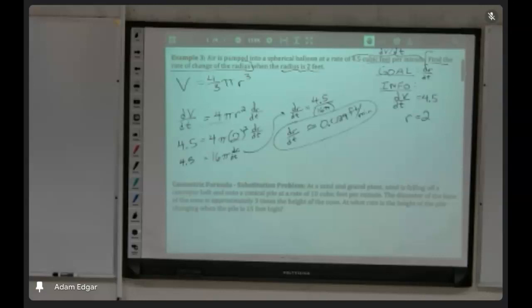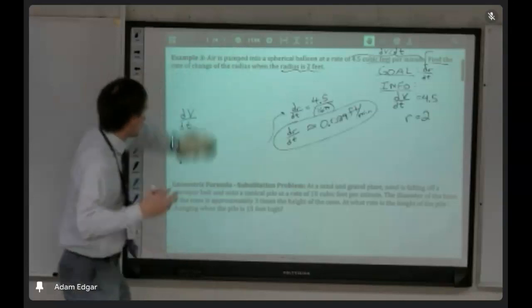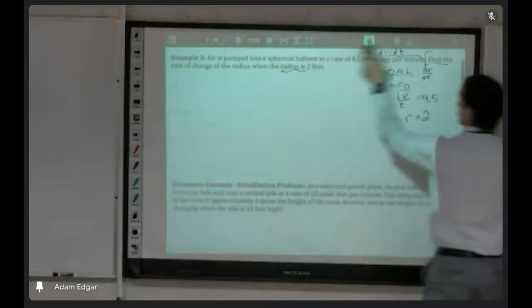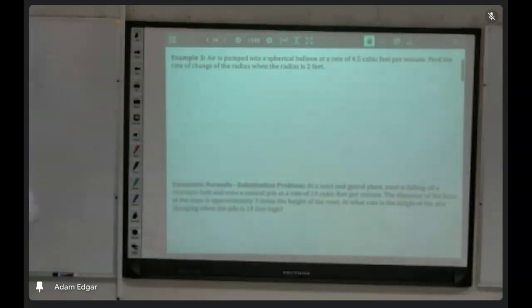Before you start, maybe helpful to write down what the geometric formula is that we'll be using. So read it for yourself and try to think about what's the information that we have, what's the goal, what can we pull out of those words and turn into variables and equations, and then go from there.